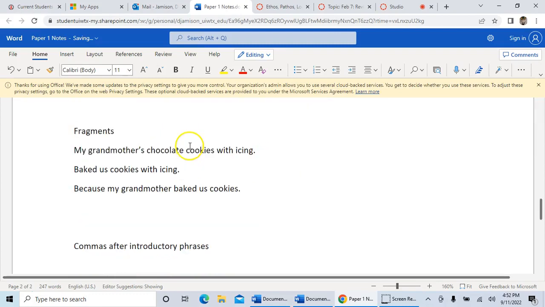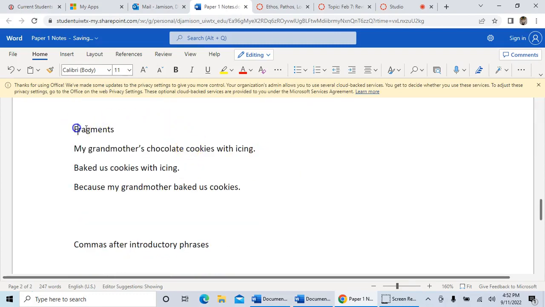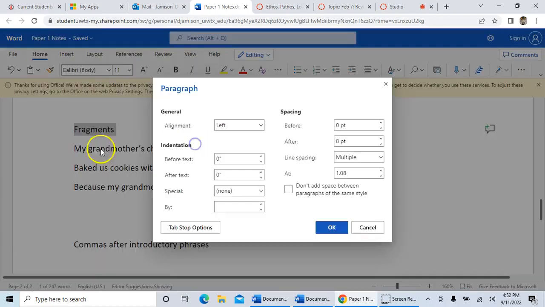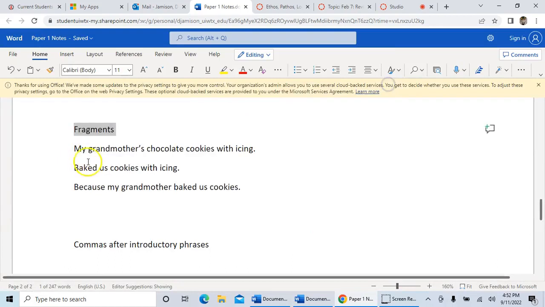And then fragments. So there's three kinds of fragments. Every sentence that you write needs to have a subject, a predicate, and it needs to be a complete thought. So, if it doesn't have one of those, then it's a sentence fragment.